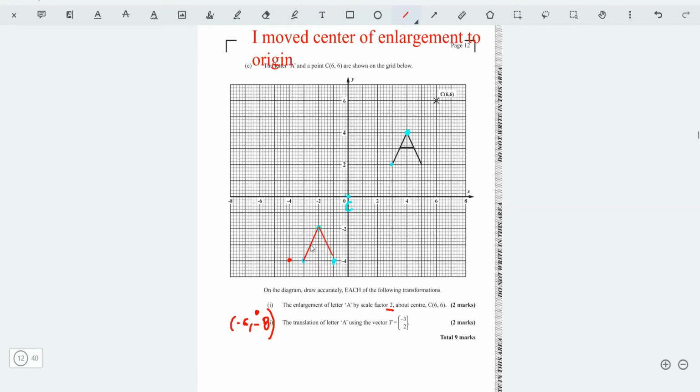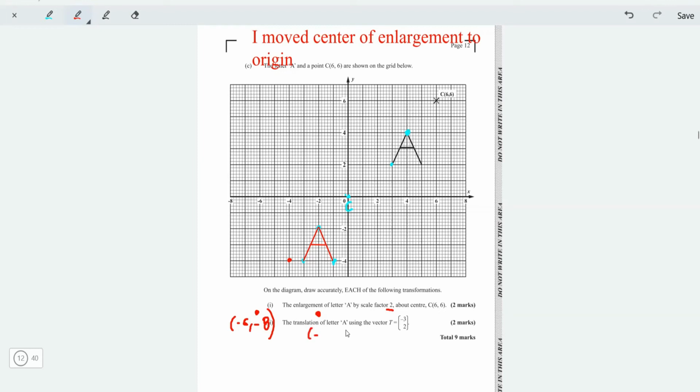Then we are going to magnify that A with a scale factor of 2. That's what I'm doing now. Remember, this is the distance from A to the center of enlargement. So if I translate it to the origin, this is where A would have been. Ignoring this one for now, when we magnify this point by a scale factor of 2, -1 times 2 would become -2, and -2, -8 would be somewhere right here.